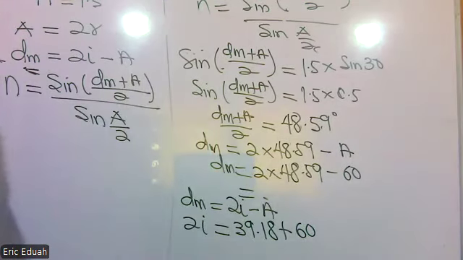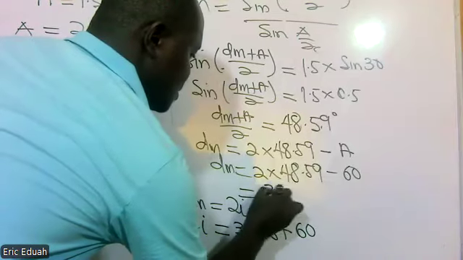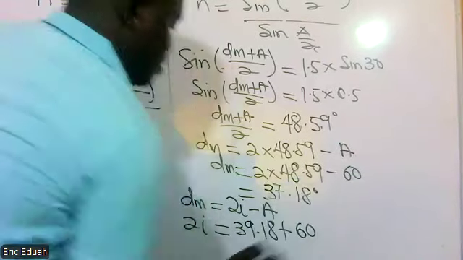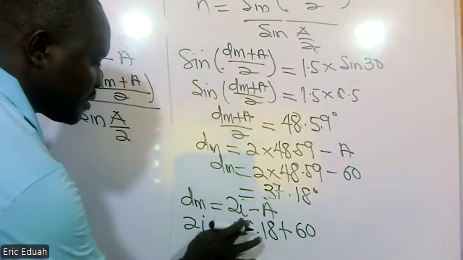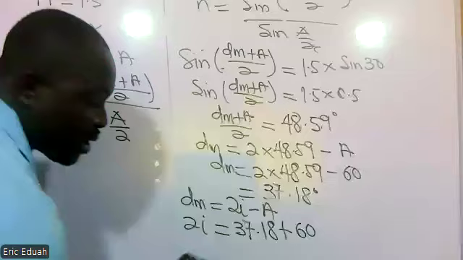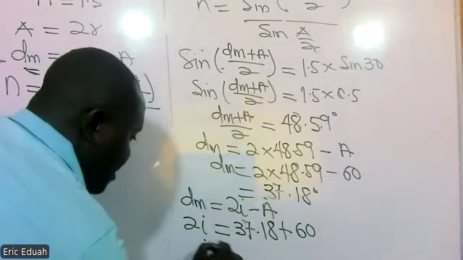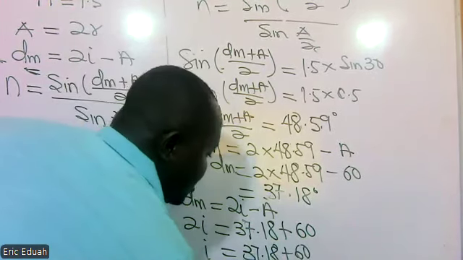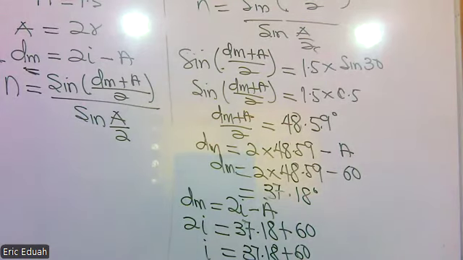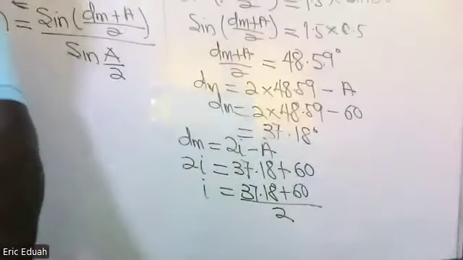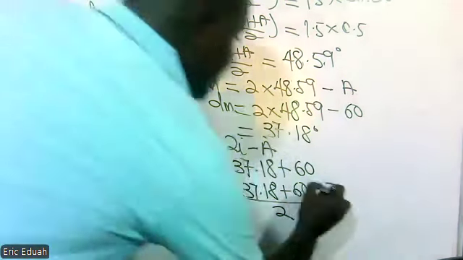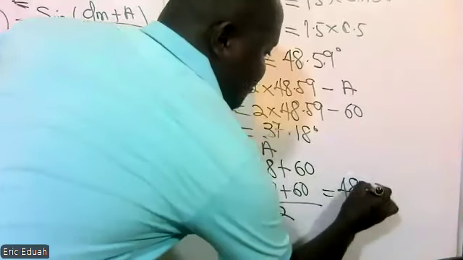37.16. Yes, please. Sorry, that's 37.18. Okay. So what will be the value of i? What's the value of i? 48.59.